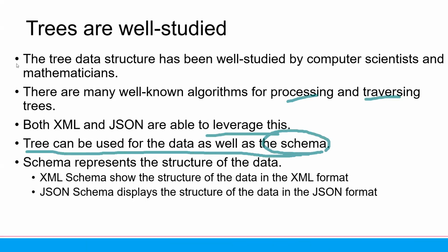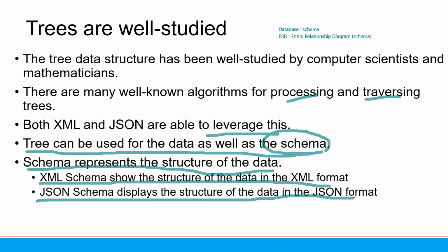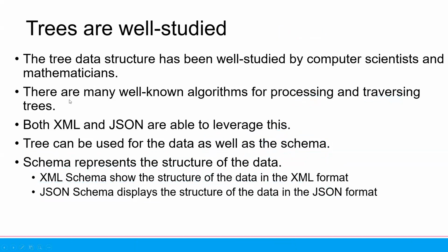As you know, the database, the DB, has a schema. When you create your ERD, the entity relationship diagram, it is the schema. You want to create the schema so you can see the relationship between entities. It is also the same with XML and JSON. We can also make a schema with XML and JSON. So a schema represents the structure of the data. The XML schema shows the structure of the data in XML format, and the JSON schema displays the structure of the data in JSON format. So they have their own way to define the schema.